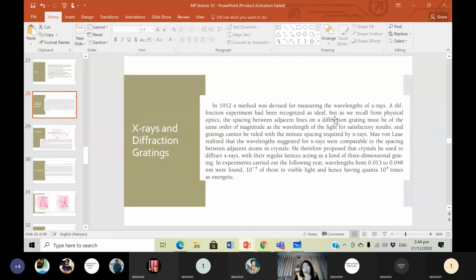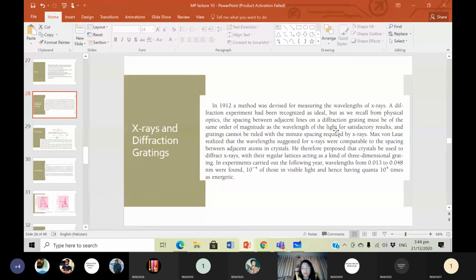So a diffraction experiment has been recognized. Basically, we want to measure. In 1912, a method was devised for measuring the wavelength of the X-rays. Basically, until that time the wavelength of X-rays had not been determined, okay? So they used a diffraction experiment to figure out the wavelength of the X-rays.